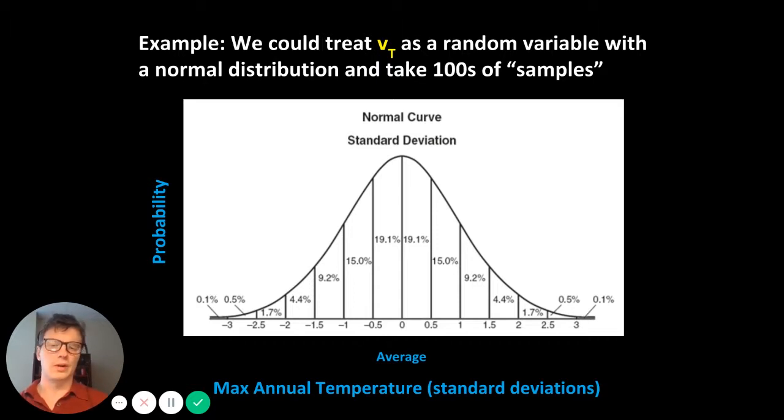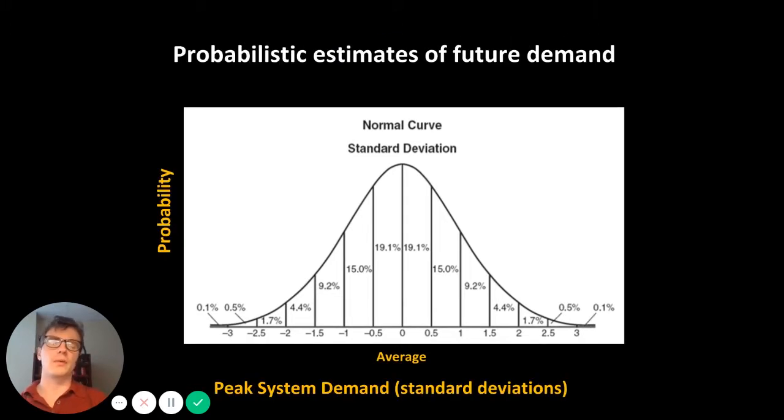And so what that would suggest is that we'd have some sort of value for the average maximum temperature given a historical record. And that would be the mean of the distribution if we assume a normal curve. And that means that as we're taking samples, we're more likely to get values that are close to that average value. And we're less likely to get samples that are really, really far above that average temperature or really, really far below that average temperature. And so we could plug in those hundreds of samples. And then what we would get from our predictive model is a probabilistic estimate of peak system demand.